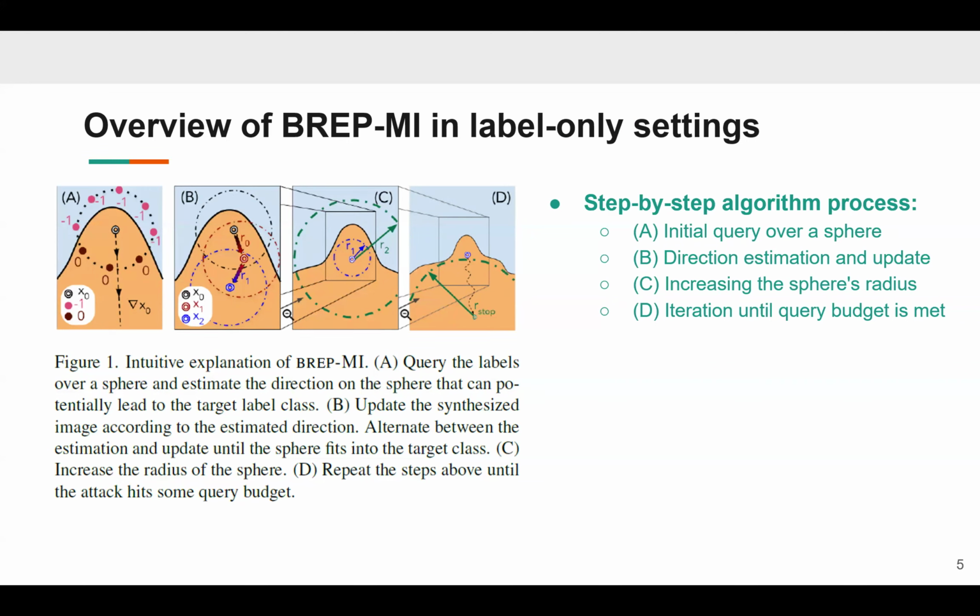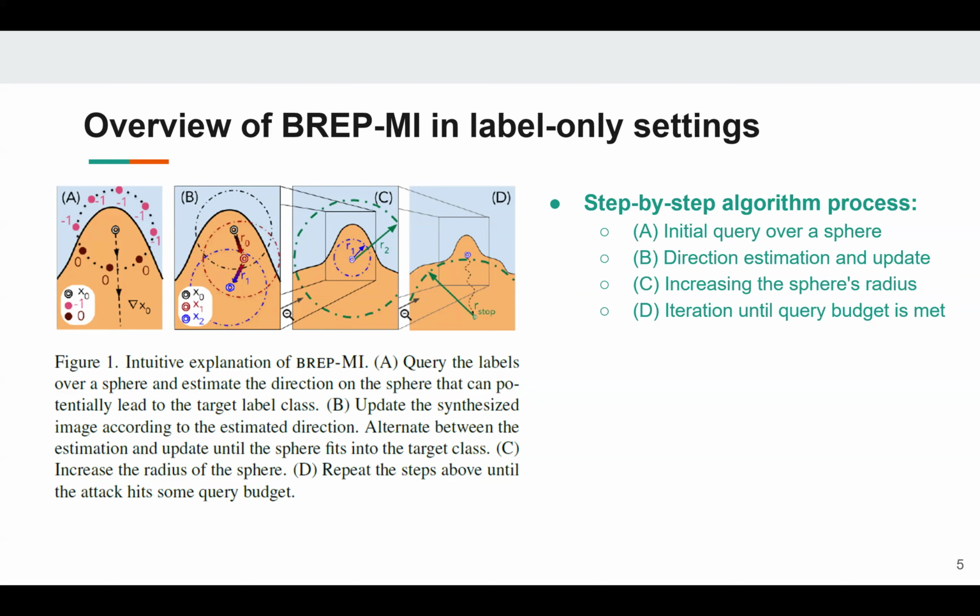And finally, part D shows the steps before being iterated, which progressively refines the synthesized input and approaches deeper into the model's confidence zone for the target class. This is continued until it runs out of allowed query attempts or an input is created that is successfully recognized by the model as belonging to the target class.